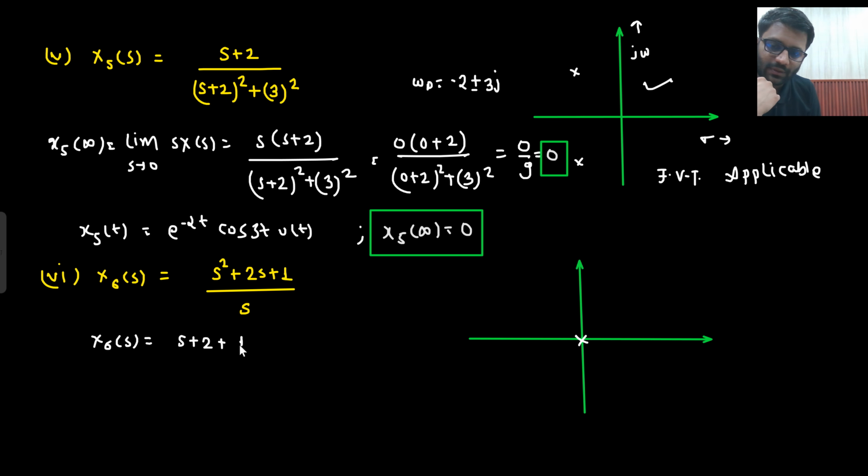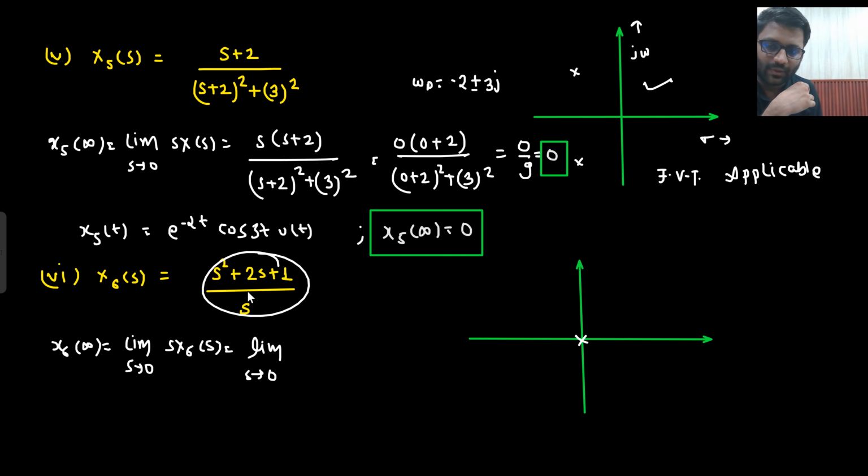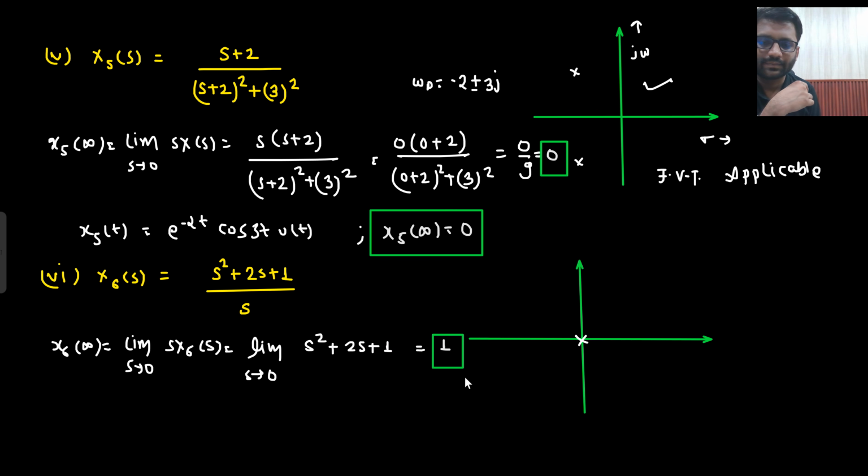s square plus 2s plus 1 by s. Okay, first I need to apply the theorem. So first I will solve with respect to the theorem. So what will be the value at infinity? X6 value at infinity: limit s tending to 0 of s X6(s). So it will be s square plus 2s plus 1, with the limit s tending to 0. If I multiply this particular thing with s, what are you getting? s square plus 2s plus 1. So s tending to 0, what will be the answer? 1. So this is the answer, that is 1.